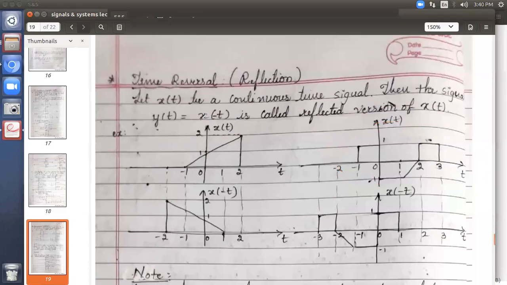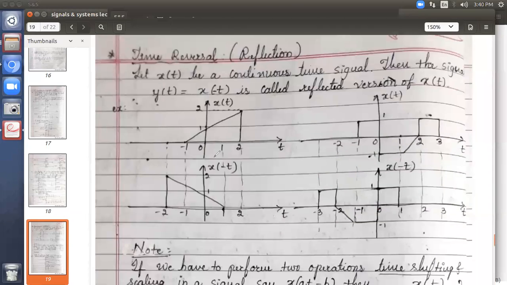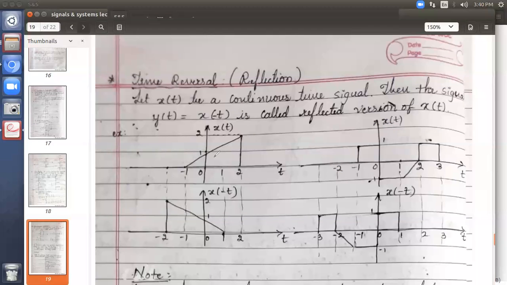So these are the 2 examples for time reversals. Don't get afraid if you are not getting this. At least a little bit of understanding is also okay. As and when we are solving the problems, you will understand these 3 operations and you will be perfect at them. Don't worry about it. Anyhow, I'll be giving you more assignments also. You can practice it. So I hope you understood this time reversal. With this, we have completed 3 operations on independent variable time.